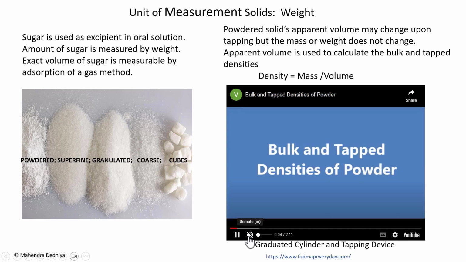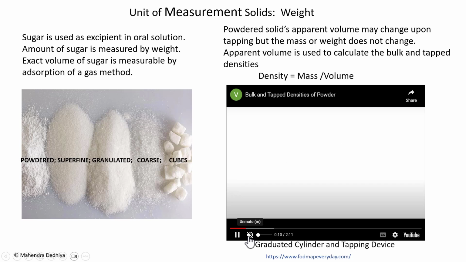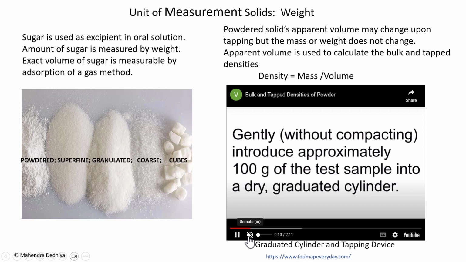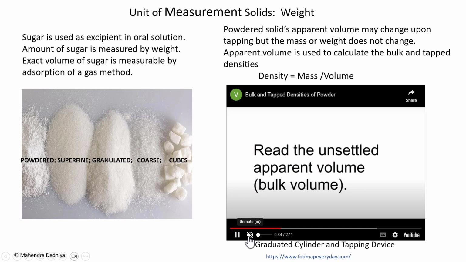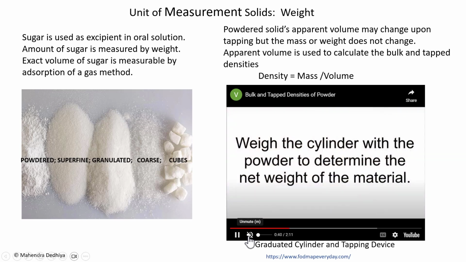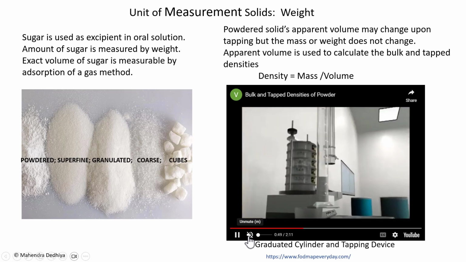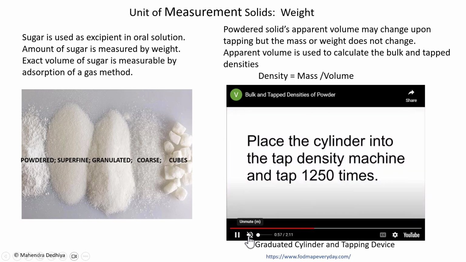So bulk and tap densities of powder are measured according to, in this case, British Pharmacopoeia, but United States Pharmacopoeia also has similar methods. Gently, about 100 grams is placed into a special cylinder. The simulation shows that. And once a volume is measured, then the material is weighed. The net weight of the material then is used to calculate bulk density. So in this case, weight is measured and the volume is known.